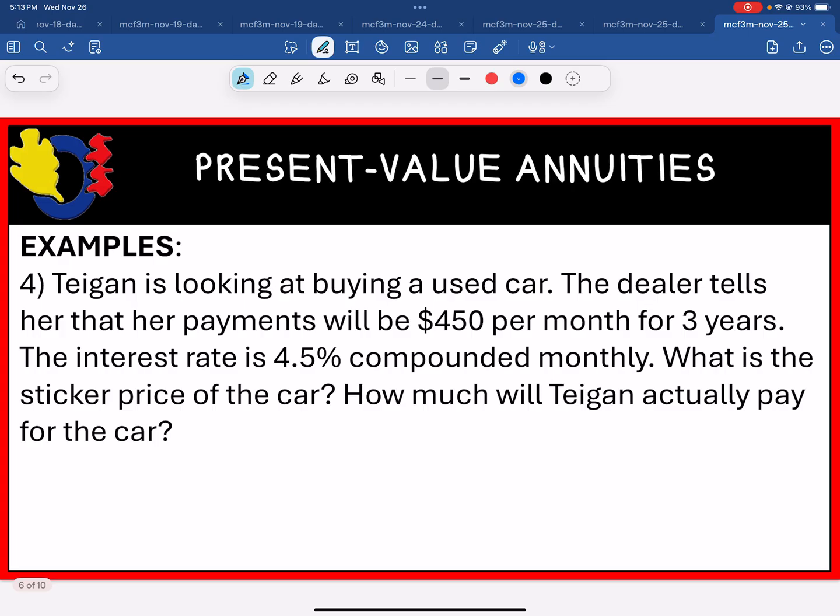All right, let's look at number 4. Tegan is looking at buying a used car. The dealer tells her that her payment will be $450 per month for 3 years. Interest rate is 4.5% compounded monthly. What is the sticker price of the car? How much will Tegan actually pay for the car?